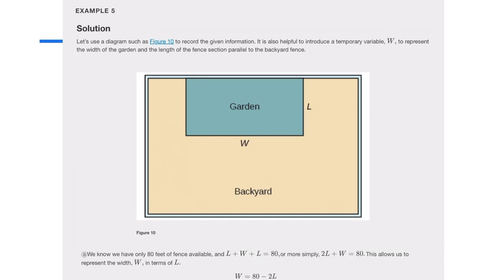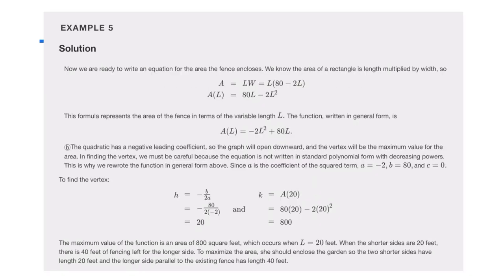Let's look at it. Right, so she has her fencing, and then she has her garden, L and W. So we know we have only 80 fence available, so we got 2L plus W equals 80. So then we can write W in terms of L, which is what we did. So then the area in terms of L, I think we got the same thing, negative 2L squared plus 80L. So since that was quadratic, the parabola opened downward, which means we had a maximum value that occurred at the vertex, because the leading coefficient was negative 2.